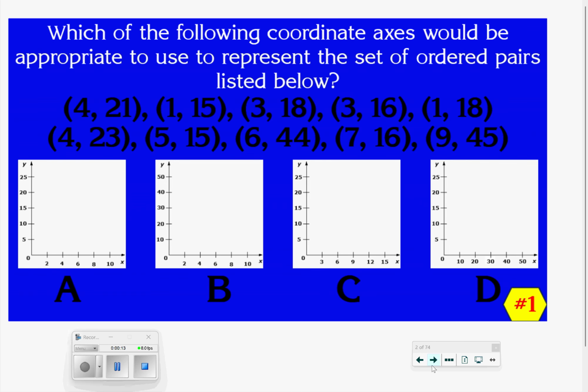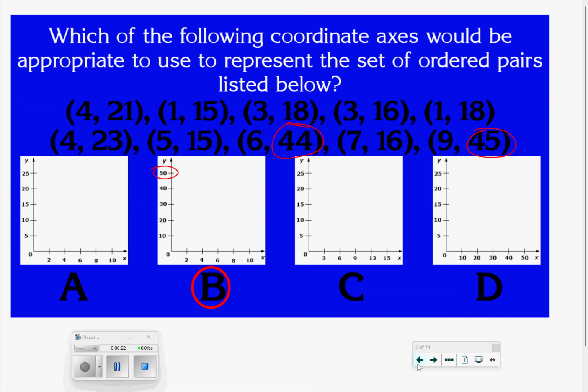Okay, take a look at the following questions and see if you can answer. Alright, the answer to this one is B. Notice how you got these numbers here, 44 and 45 on the y-axis. It goes up pretty high, and you don't have any room for 25, 25, and 25. You need something a little higher.